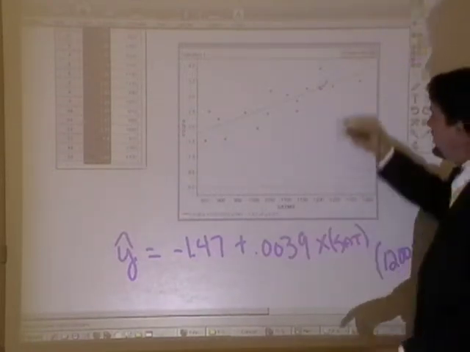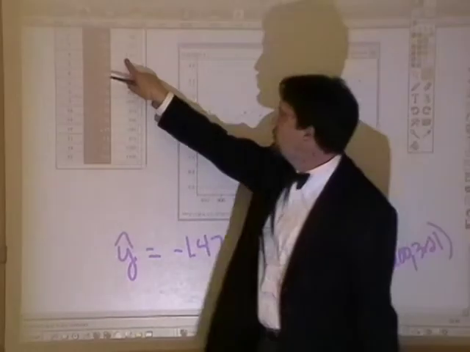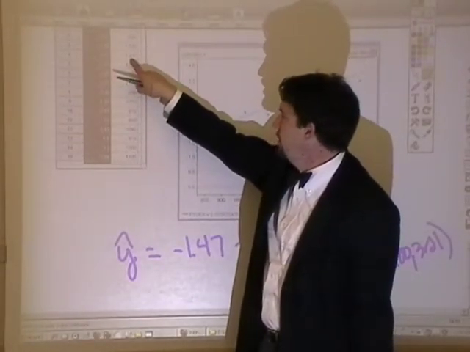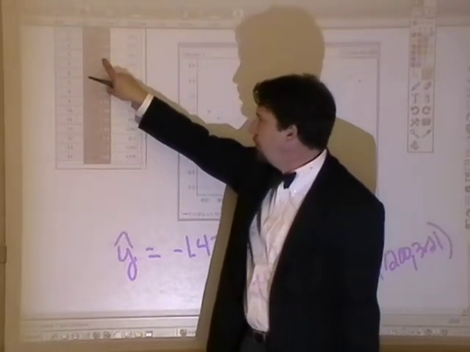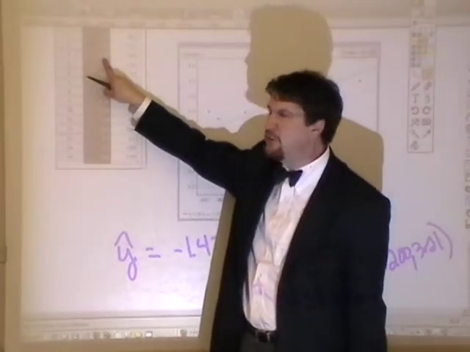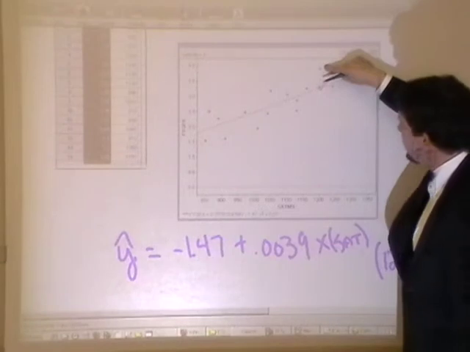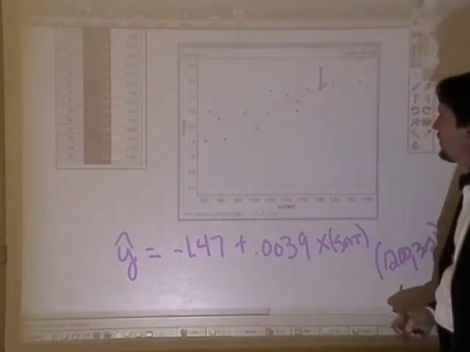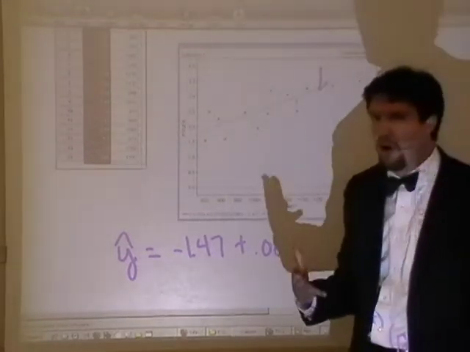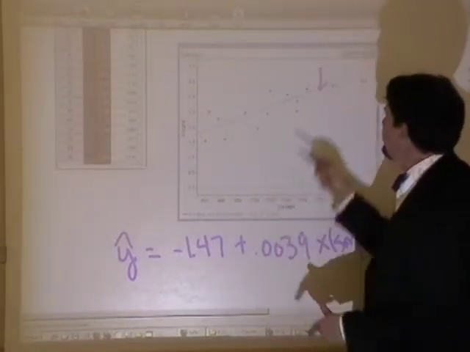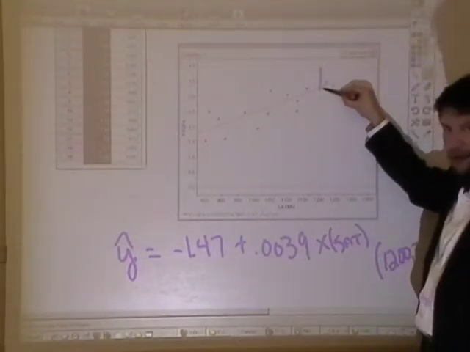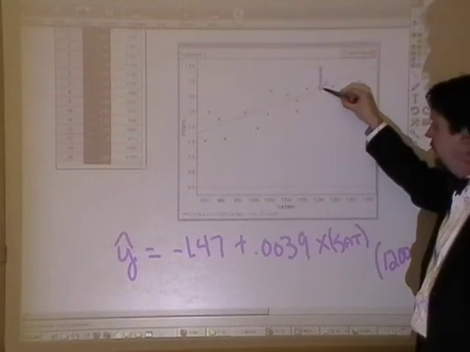I know it's not right because there's the actual point. Here's an SAT score of 1200. This person got 3.92, not 3.21. They're actually right there. So right there I have where I'm wrong, and that's how far I'm wrong. That's the vertical distance from the observed value down to the predicted value.